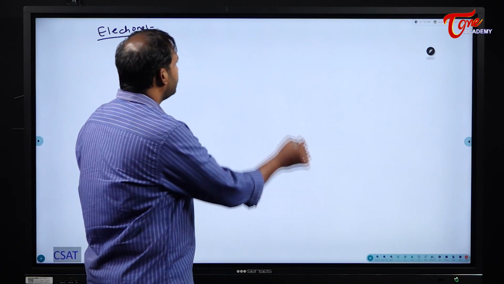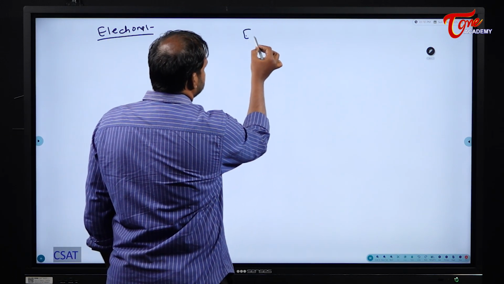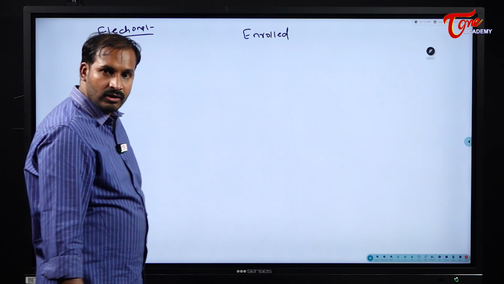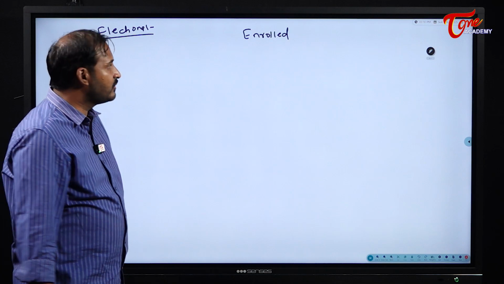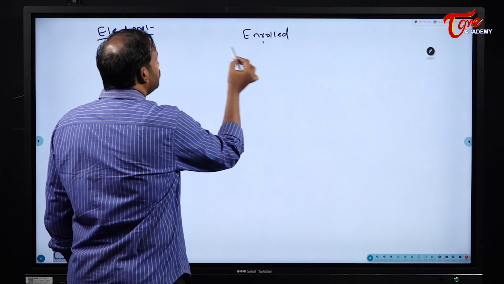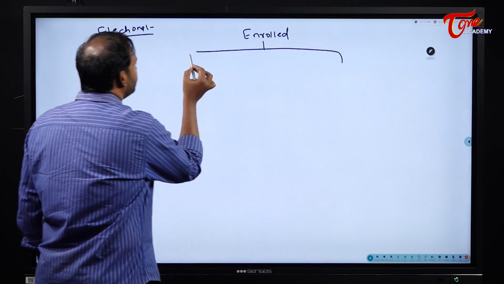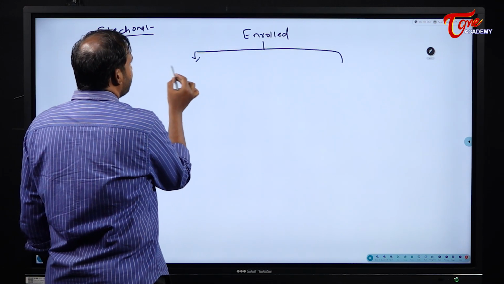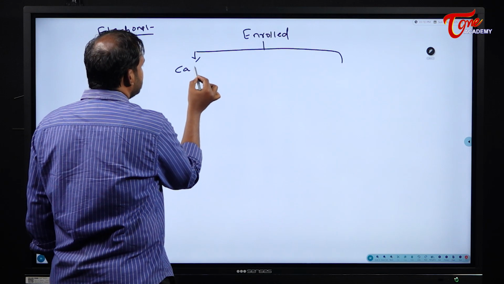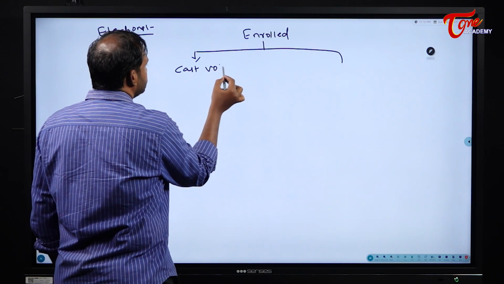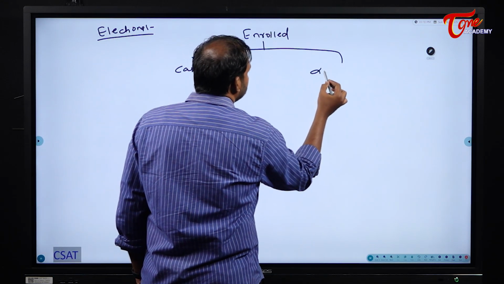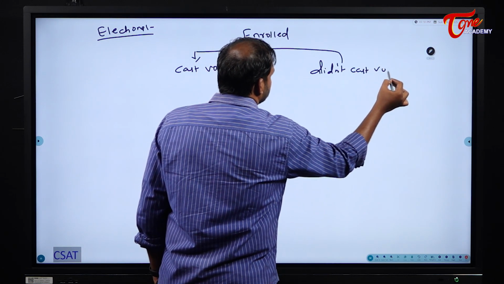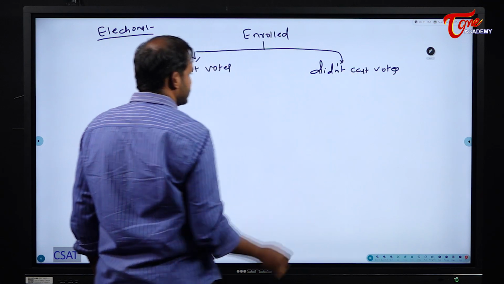See here, first of all, enrolled voters. It will be like a hierarchy. We should know this one. From these enrolled voters, what will we do? Some will cast their votes, some will not cast their votes. Casted votes and didn't cast votes. So like this we will have two different sections.